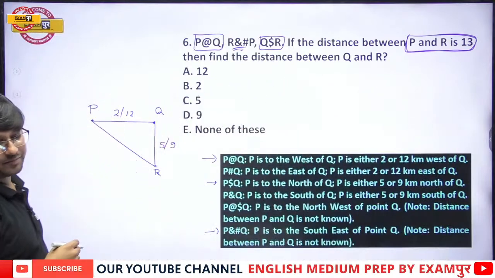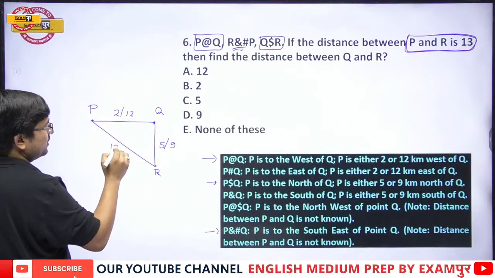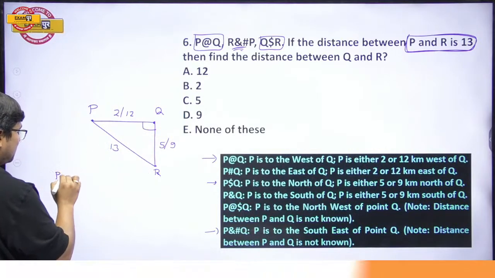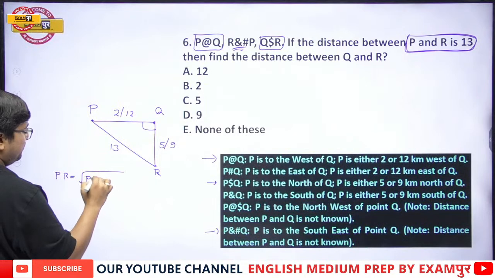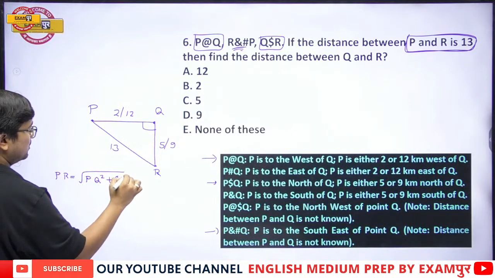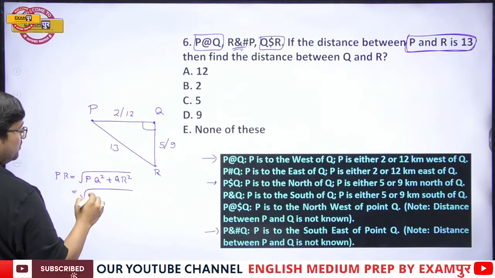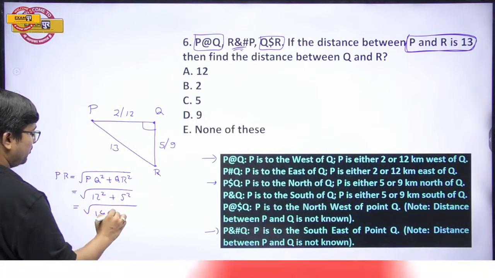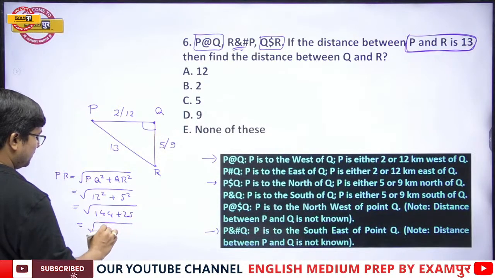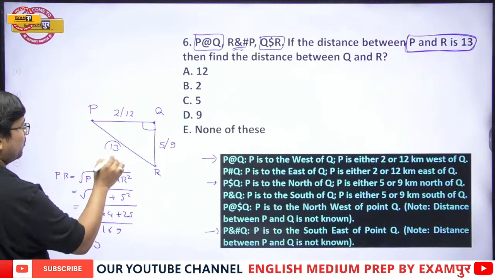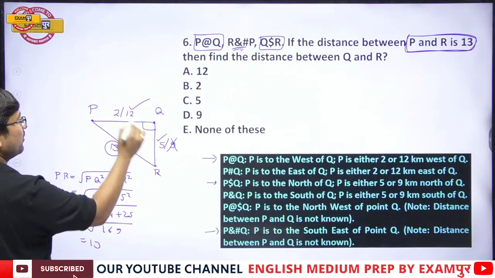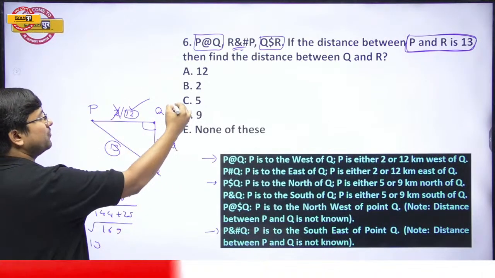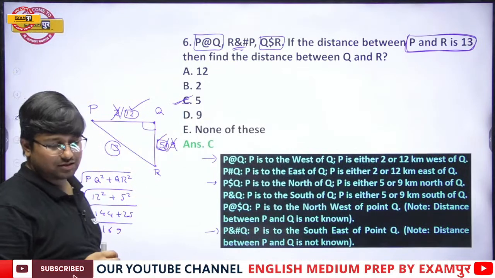So if the distance between P and R is 13, then as per the Pythagoras theorem, PR is the square root of PQ squared plus QR squared, isn't it? So PQ must be 12 and QR must be 5. Only then 144 plus 25 gives root 169, or 13, which is required. If it asks the distance between P and Q, it will be 12. If it asks the distance between Q and R, it will be 5. That's the right answer. This is how we will answer them.